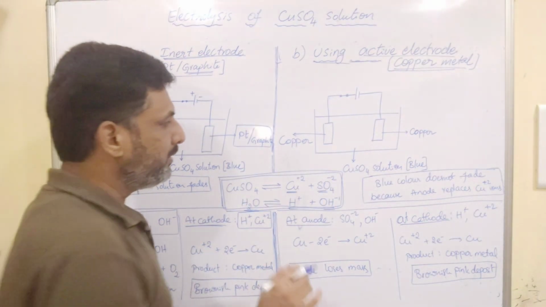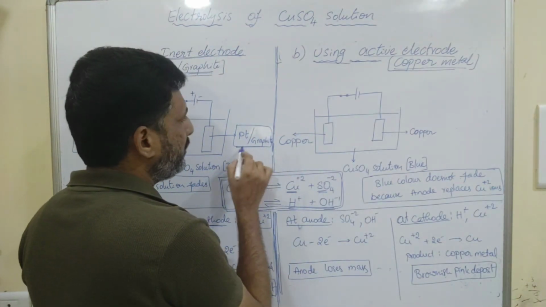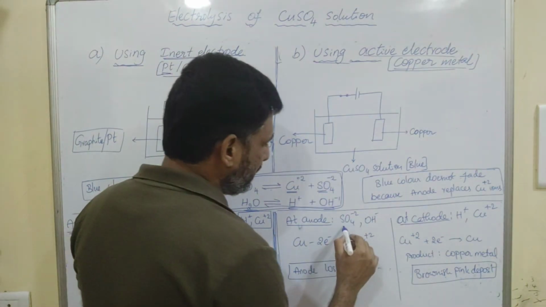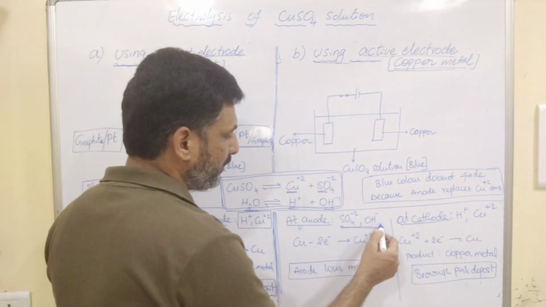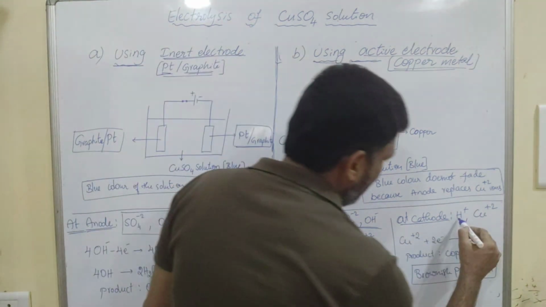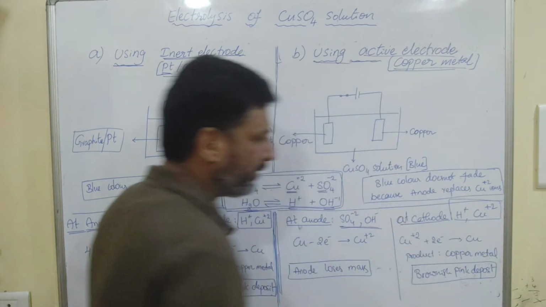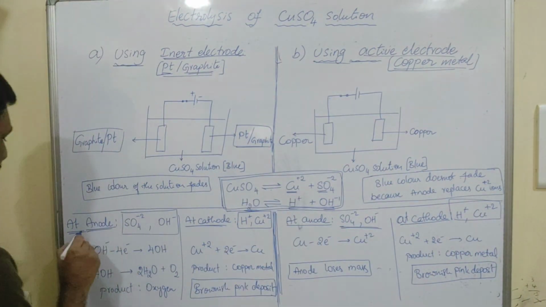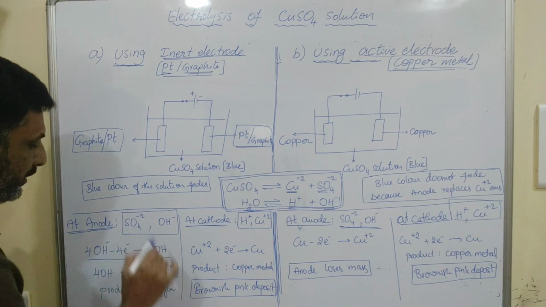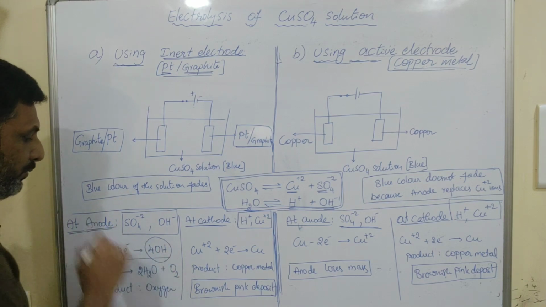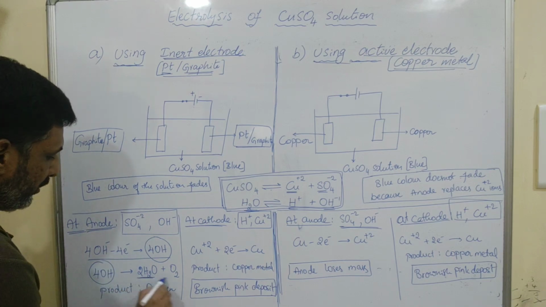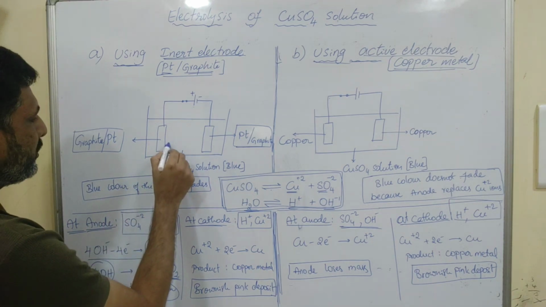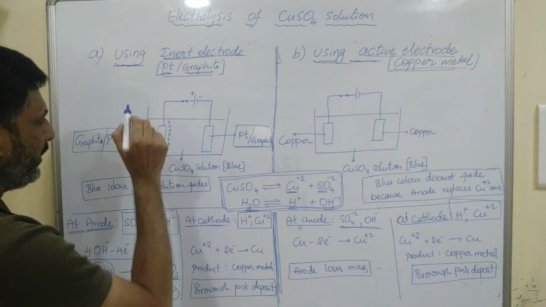The same thing happens whether you use platinum electrodes or copper electrodes. So in this case also, when you pass electricity through the electrolyte, the sulphate ions and OH minus ions will go to anode, and H plus ions and copper ions will go to cathode. And so at anode, OH minus ions will undergo discharge, which will form 4 OH radicals, and these 4 OH radicals will form water molecules and oxygen. So oxygen is the product at the anode. So we will get a colorless gas at the anode.